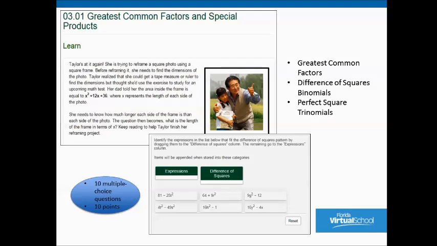3.01 starts with greatest common factors and special products. In this lesson, they cover greatest common factors, difference of squares with binomials, and perfect square trinomials. There are interactives throughout the lesson. This one specifically is a drag and drop. So the students drag and drop and show you if they know what an expression is, as opposed to which one falls under the difference of squares. The assessment for this lesson is 10 multiple choice questions, and it's worth 10 points.